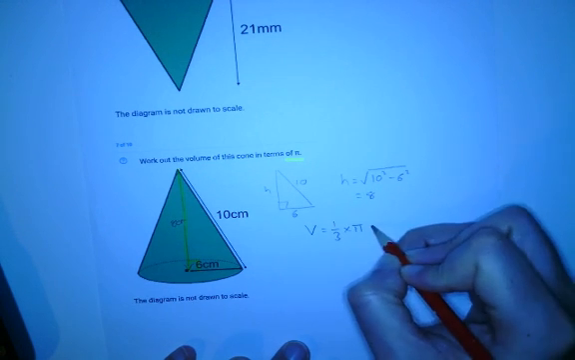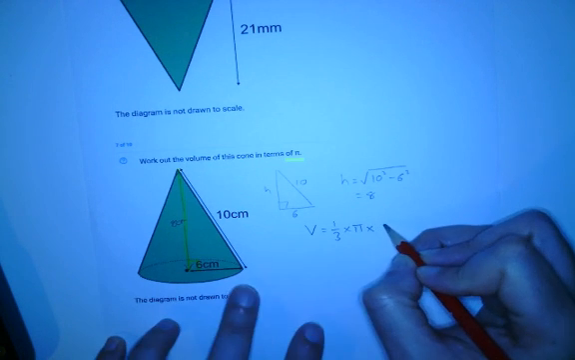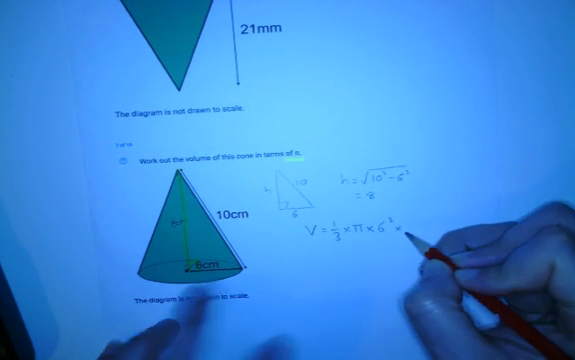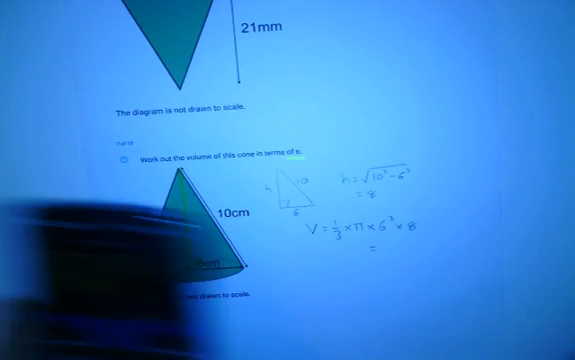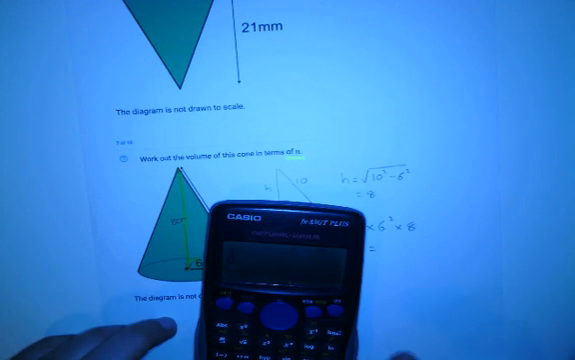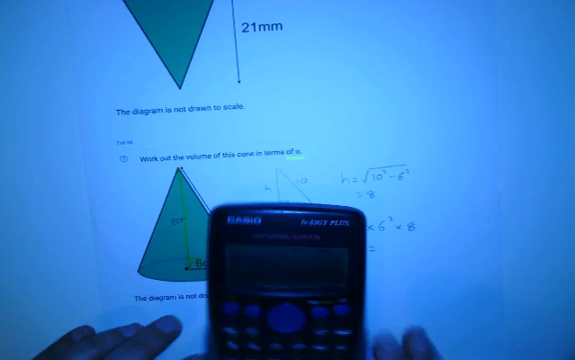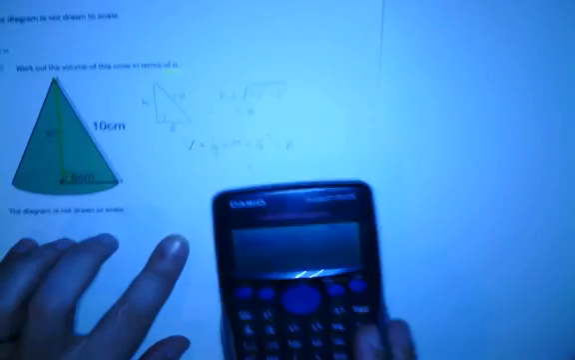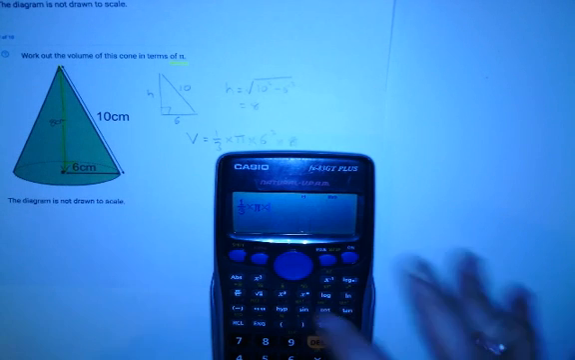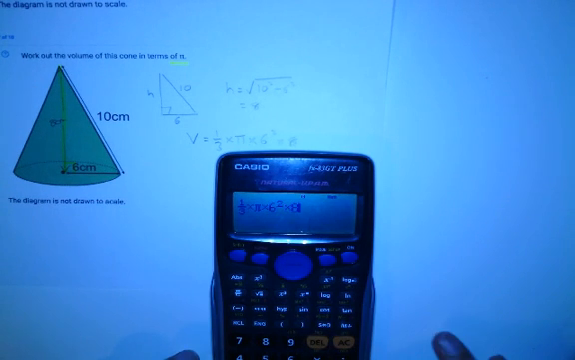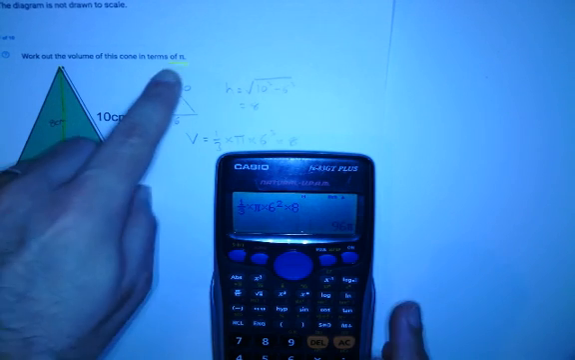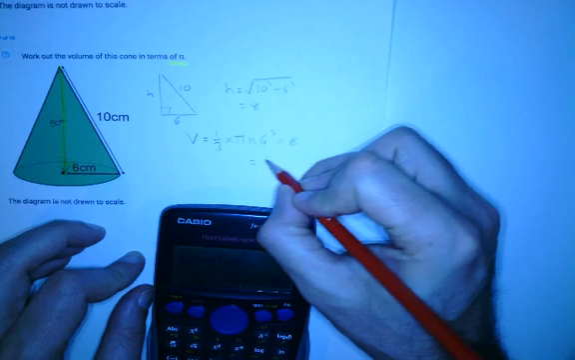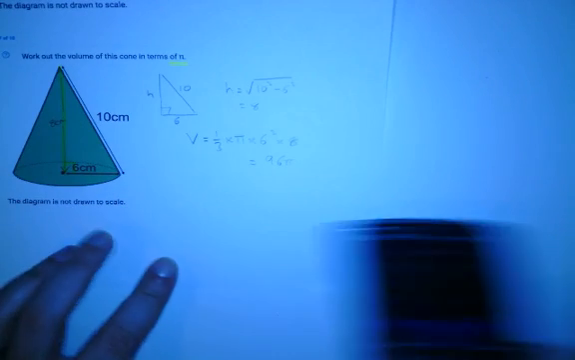So the volume will equal 1/3 times pi times your radius squared, which again is 6 this time, times the height, which we calculated was 8. So times 8, and then put that into your calculator. So we're going to do 1/3 times pi times 6 squared times 8, which equals 96 pi, and it wants it in terms of pi, so we're going to leave it like that.